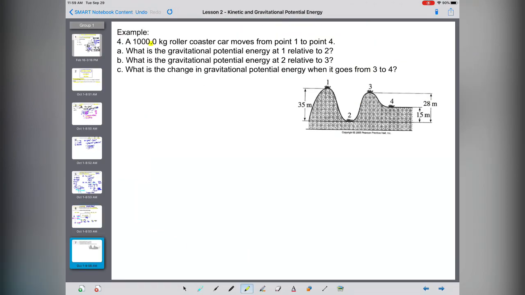So a 1,000 kilogram roller coaster moved from point 1 to 4. So it goes all the way here. It gives you all these numbers. They're asking you what is the gravitational potential energy at 1 relative to 2. What does relative to 2 represent? It means that they want you to set number 2 as the height equals 0. So if I set this height to be 0, point 1 would be at a height of 35.